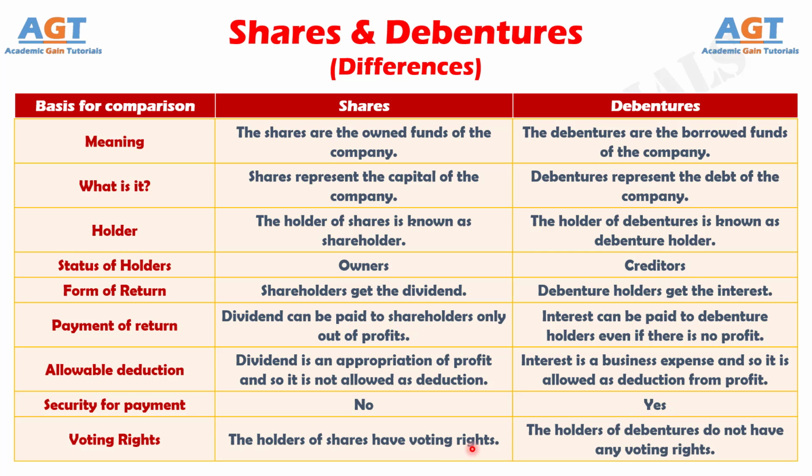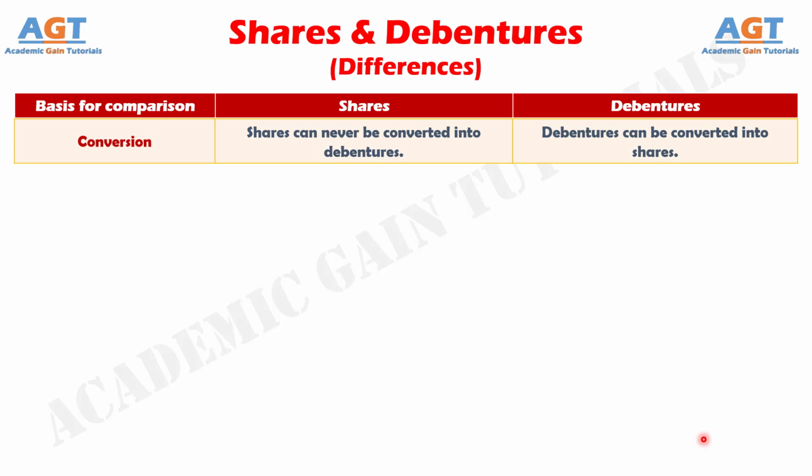Number 9. The holders of shares have voting rights, whereas the holders of debentures do not have any voting rights. Number 10. Shares can never be converted into debentures, whereas debentures can be converted into shares.